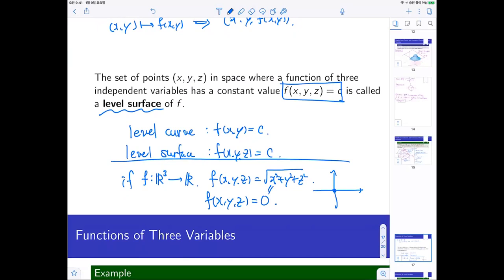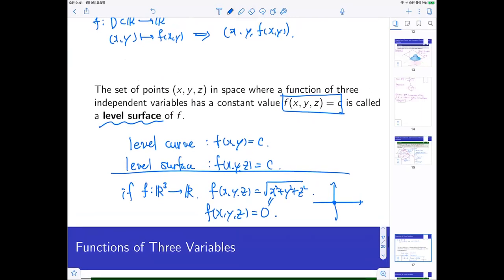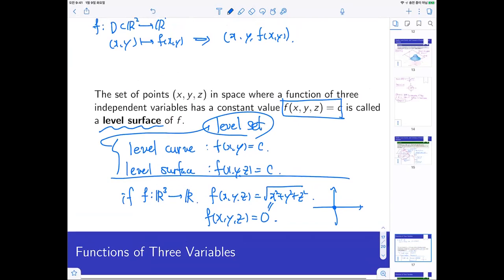So sometimes we should call this level curve and level surface by another name. If we just call it a level set, not a level curve or level surface, then we can remove this ambiguity. So actually, level curve and level surface are special cases of level set.